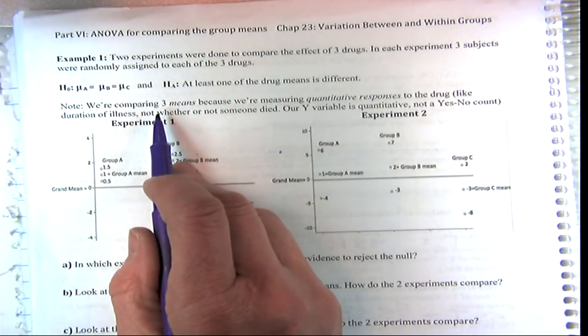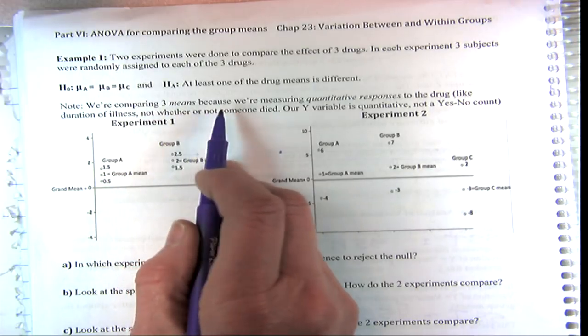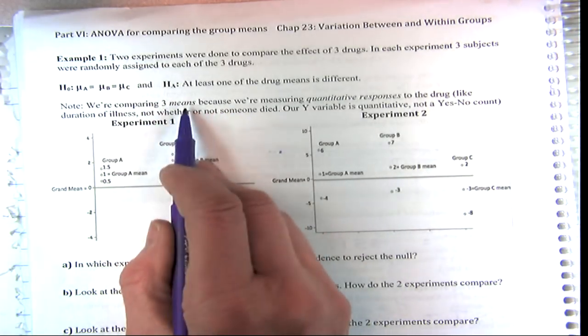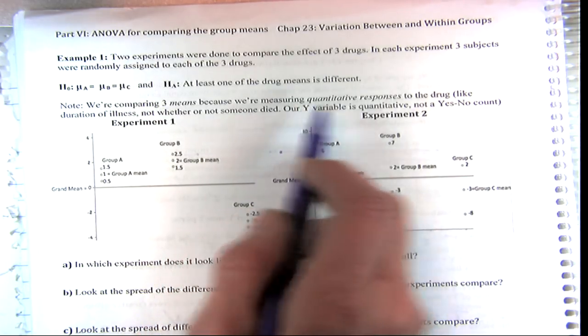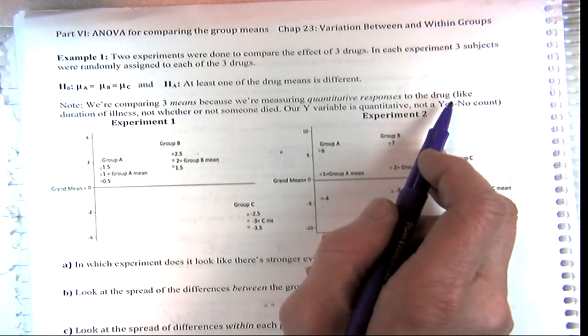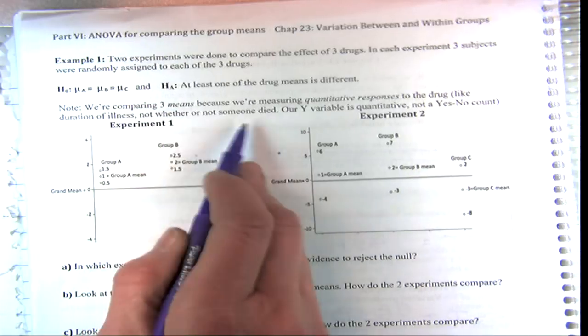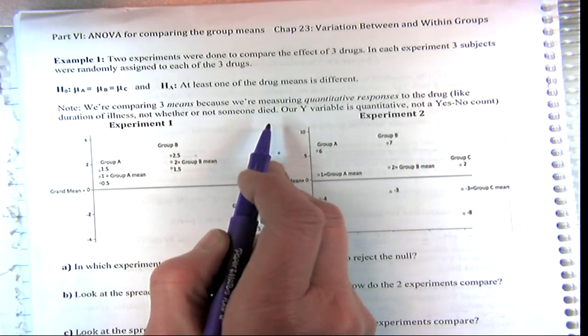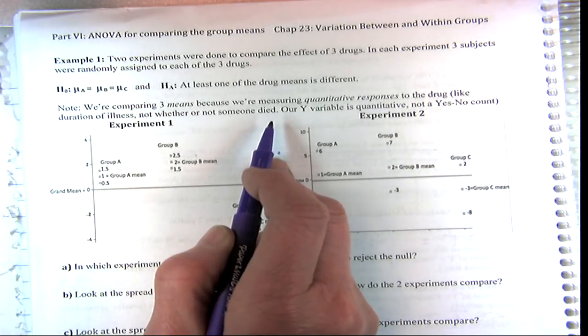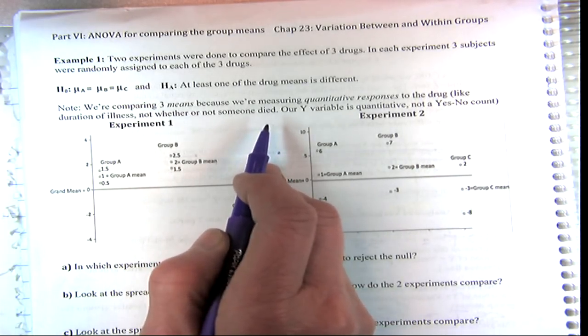So we're comparing 3 means because with ANOVA we're always measuring quantitative responses to the drug, like duration of the illness, not whether or not someone died, not 0, 1 variables, right? We're not measuring that. We're measuring quantitative responses.